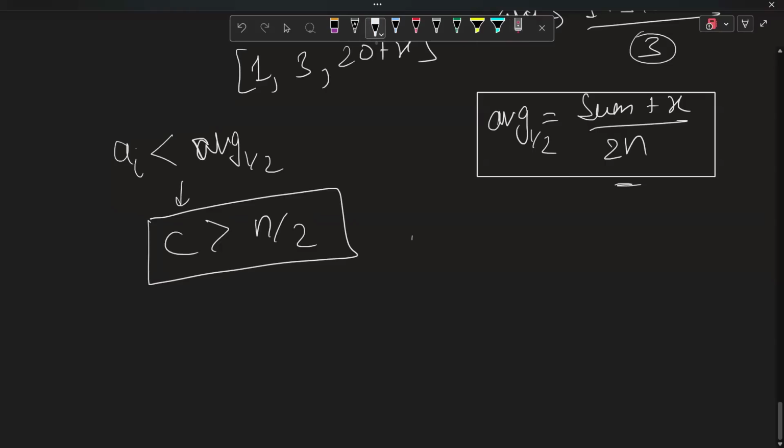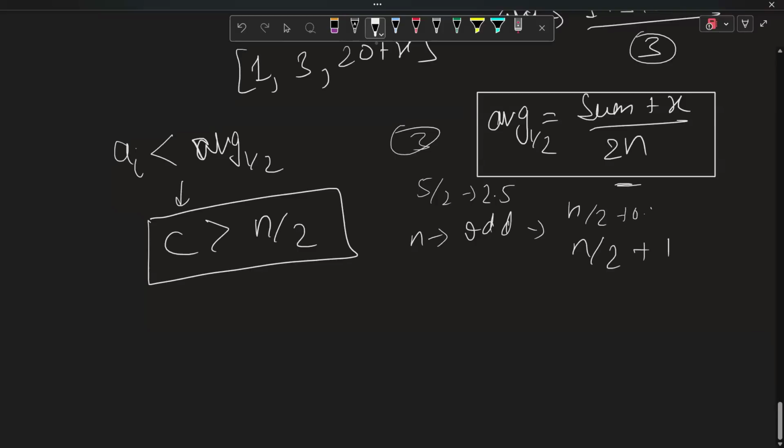Here again, if n is odd, let's say 5, then n by 2 would be 2.5, so we need to have at least 3 people. And for the even case, n by 2 would be exact, so plus 1. So it's n by 2 plus 1 for even, and n by 2 plus 0.5, so (n plus 1) by 2, for odd. That's how you can manage the odd and even cases.